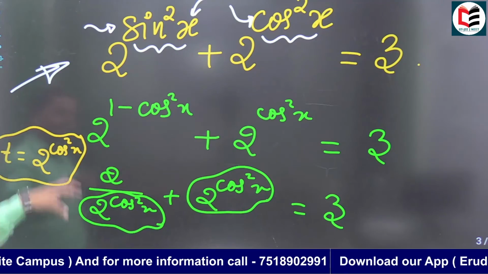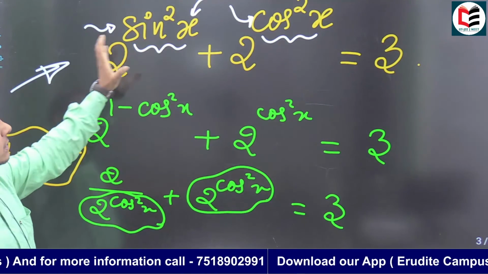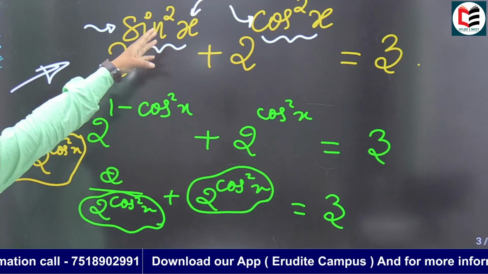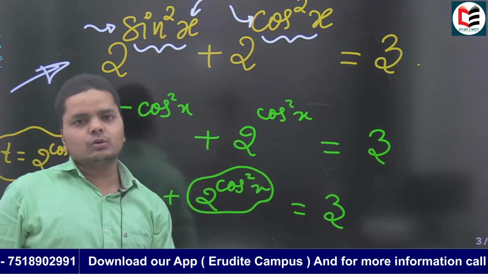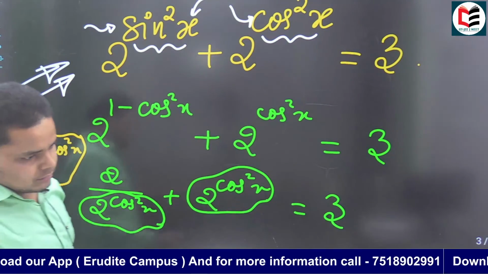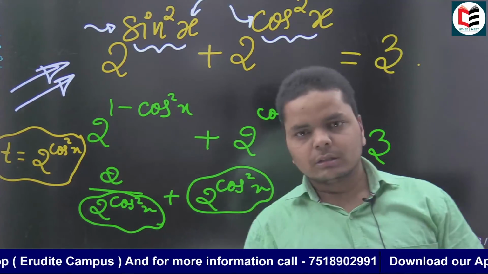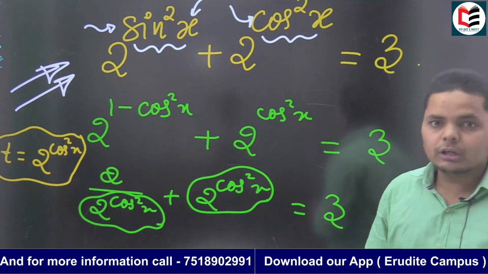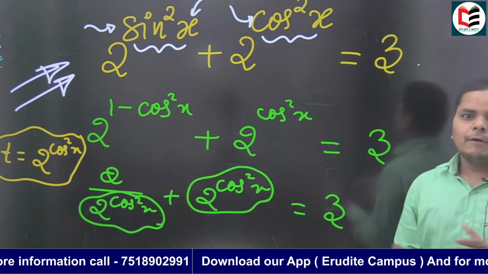All right, you have got the answer for this equation, that is 2 to the power sine 2x, and to the power cos square x, is equal to 3. Okay, let's solve the next part of the question by taking a different new equation.